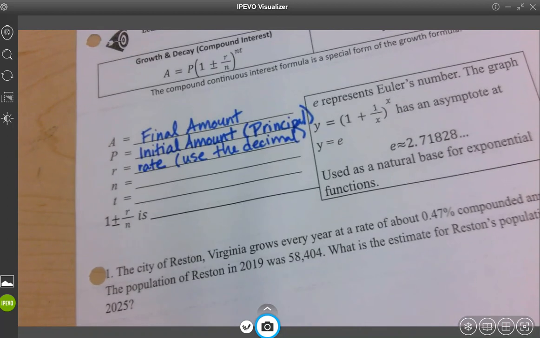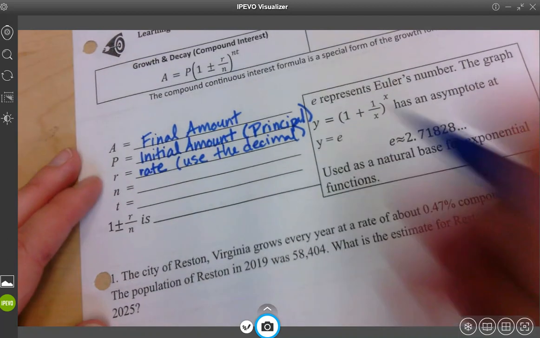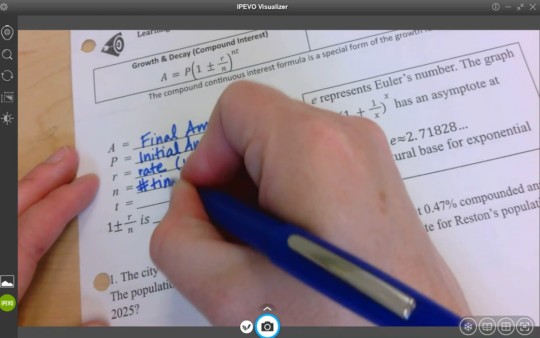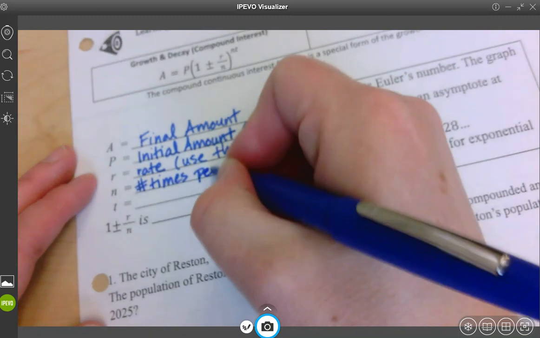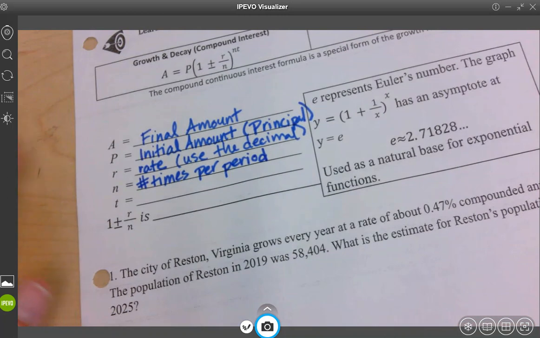N is the number of times that your interest is calculated. So your interest could be calculated yearly. That would be 1 time per year. Your interest could be calculated monthly. That's 12 times per year. It could be calculated quarterly. That would be 4 times a year. So it's the number of times your interest is calculated per period. And usually the period is a year, but it's not always a year. So it might be the number of times per year, or your time period might be different.